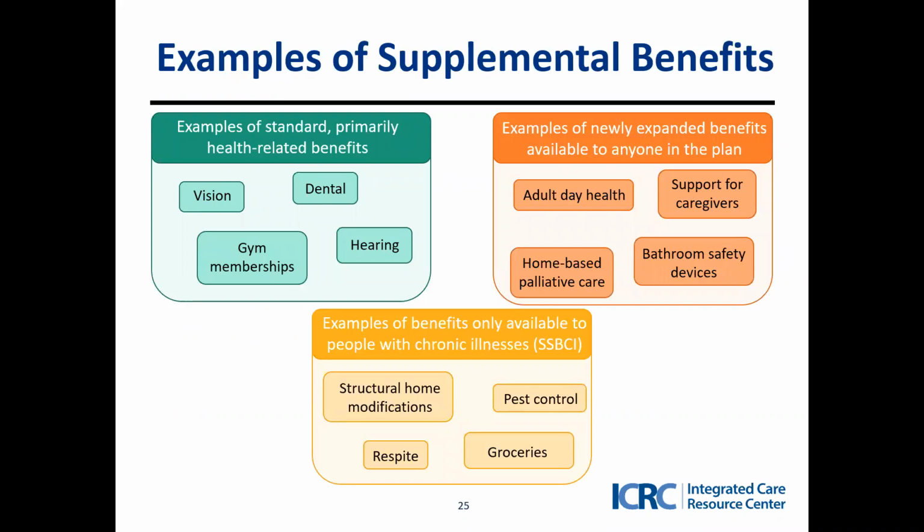Okay, so to just make this a little bit more concrete, we've included some examples here of what these supplemental benefit types might look like. So, some examples of standard primarily health-related benefits are hearing, vision, and dental. Examples of the newly expanded benefits that are available to anyone in the plan can include support for caregivers, adult day health, and bathroom safety devices. And examples of SSBCI can include structural home modifications, respite, and delivering groceries. Next slide, please.